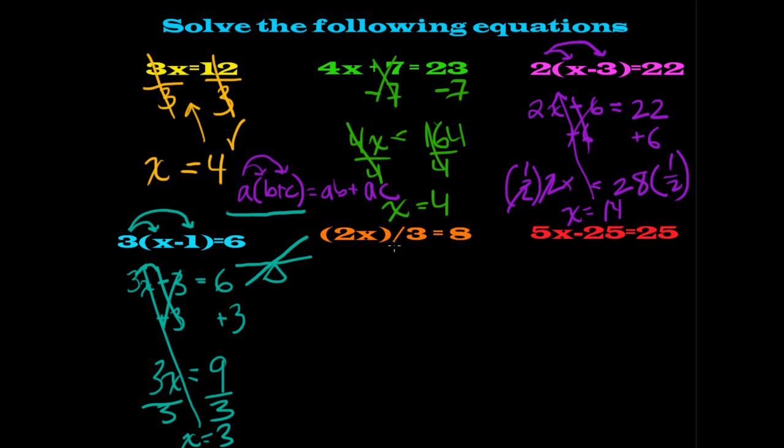Next problem is 2x over 3 equals 8. So you can rewrite it as 2x over 3 is equal to 8.